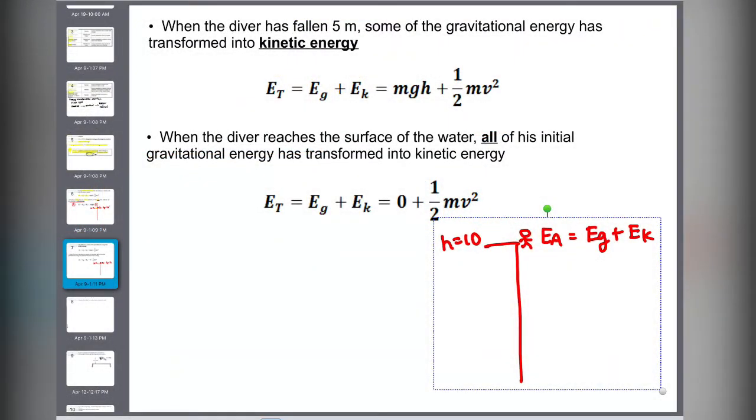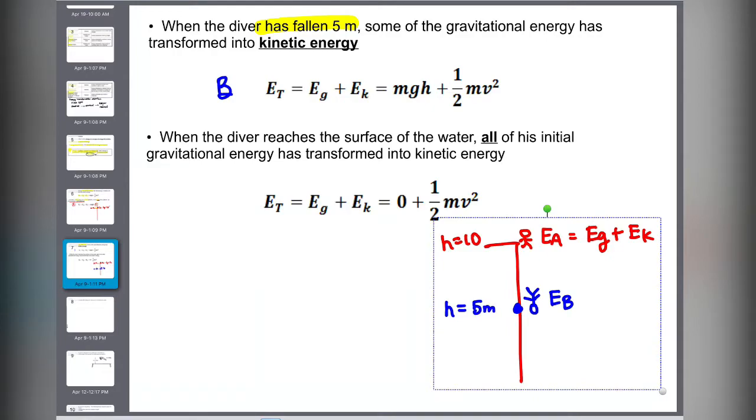Then we're going to go to this. It's the same situation, but now the diver, instead of being 10 meters above, has fallen 5 meters. If I call this situation B, this guy is now right here and he is diving down. We're going to call this EB, and he's now at a height of 5 meters.